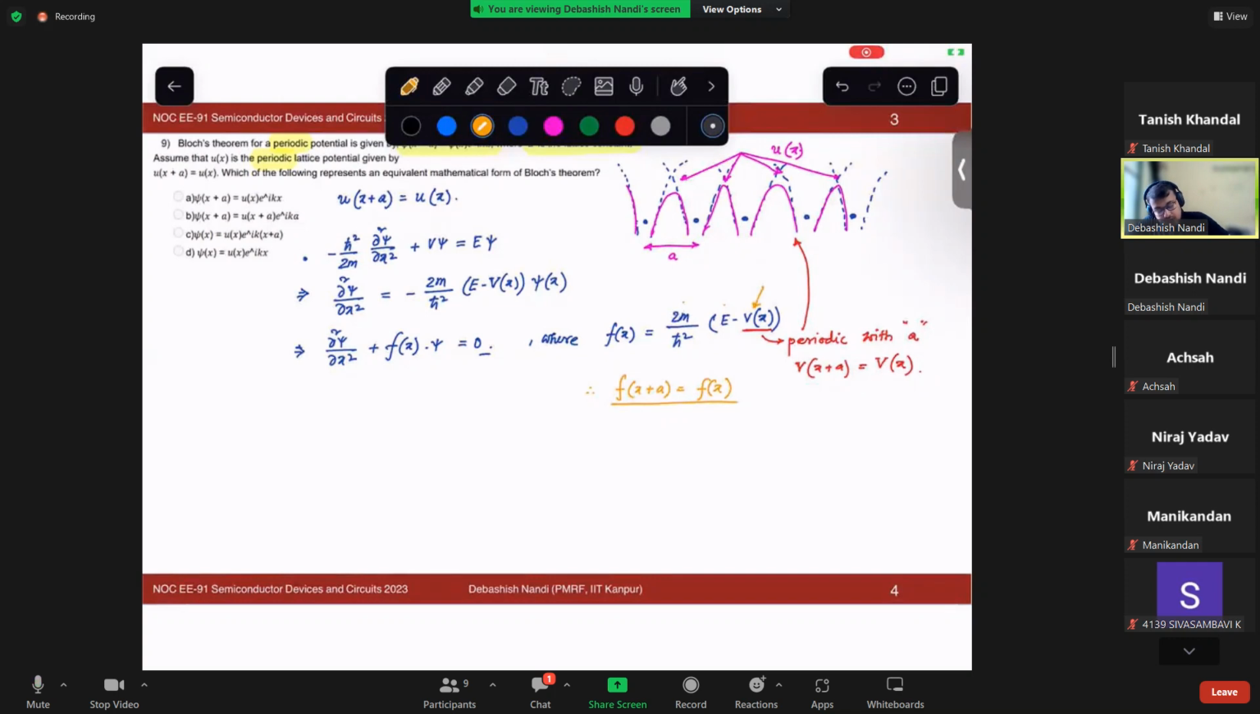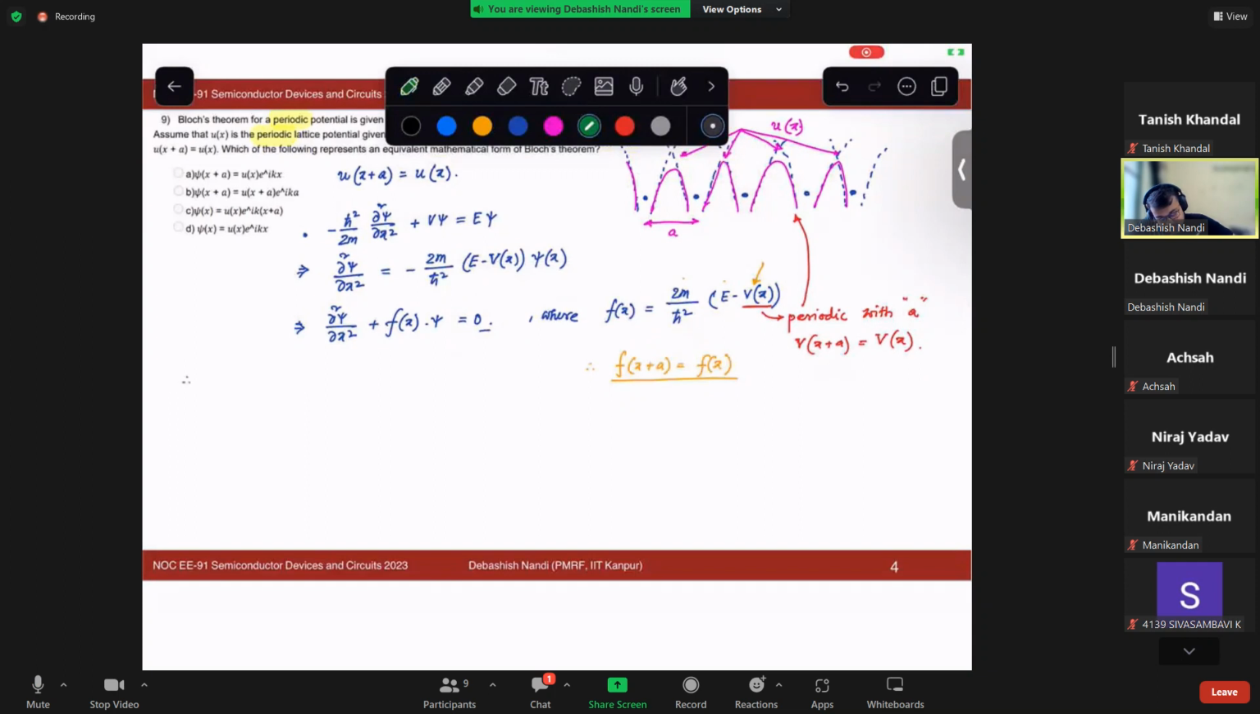Now I do one trick. Let's say this is equation 1. Replace x with x plus a in this equation. So what do we get?